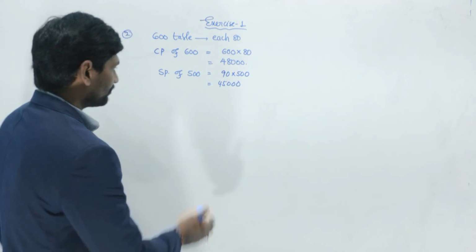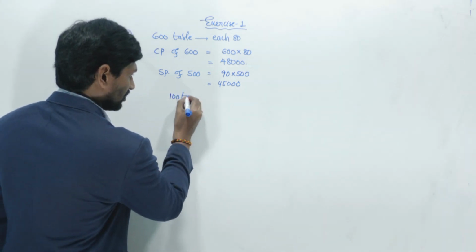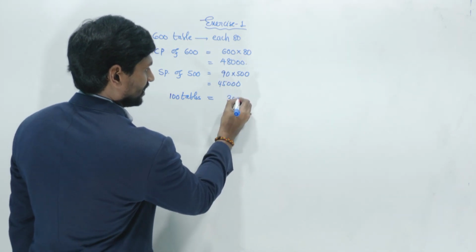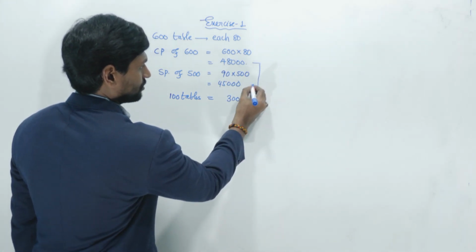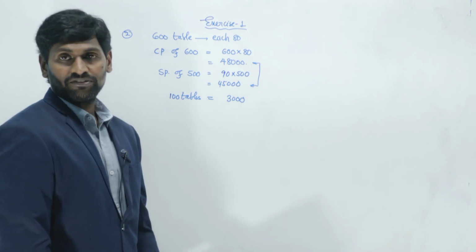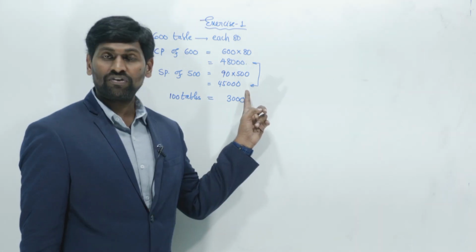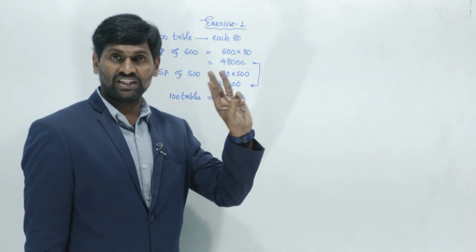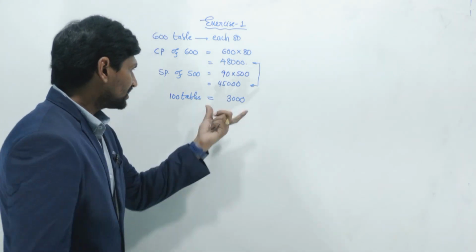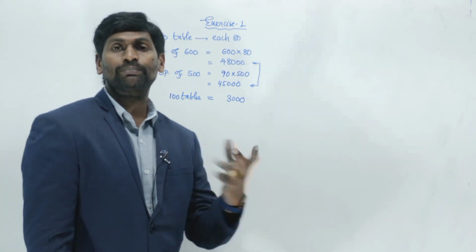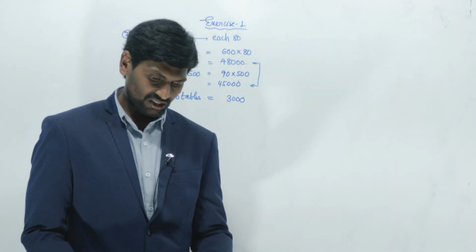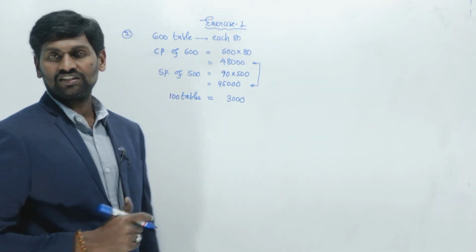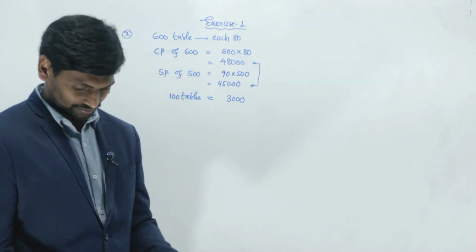45,000. So 100 tables to cover 3,000 rupees, because of the difference between cost price and selling price. By selling 500 tables, he got 45,000. Buying 600 tables, 48,000. So the difference of 3,000 rupees will be there. The 3,000 rupees should be covered in 20% profit. How many are there? 100 tables are there. Okay?